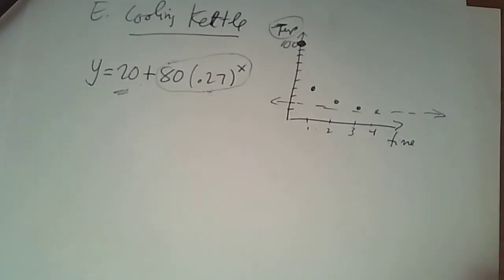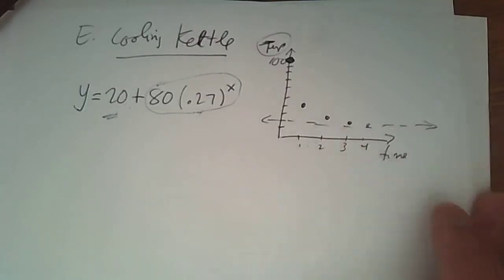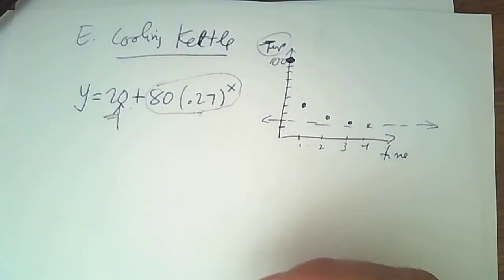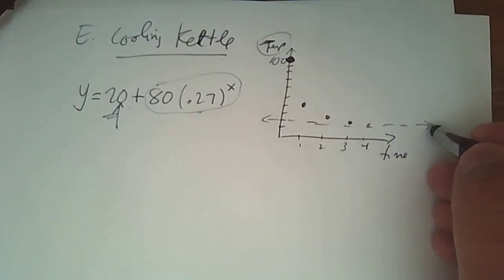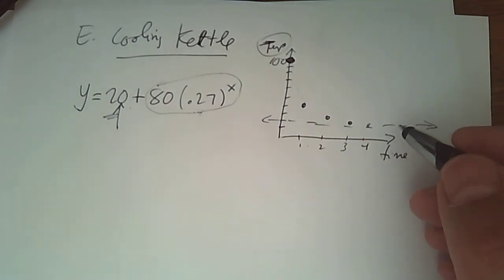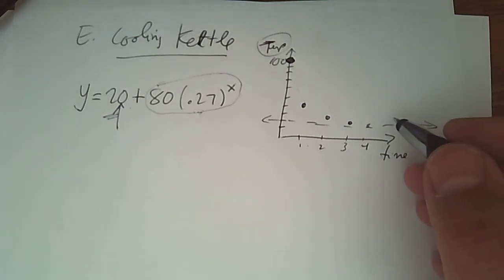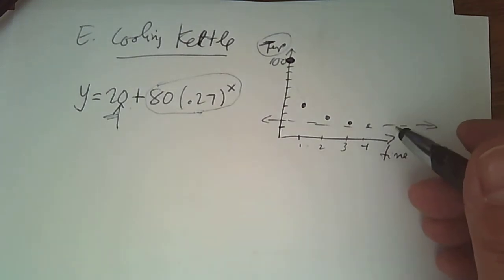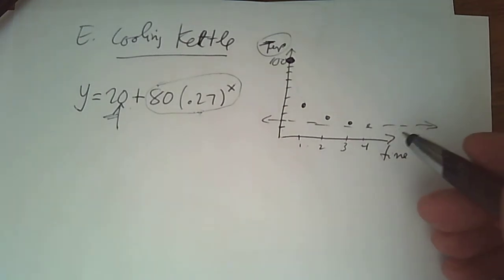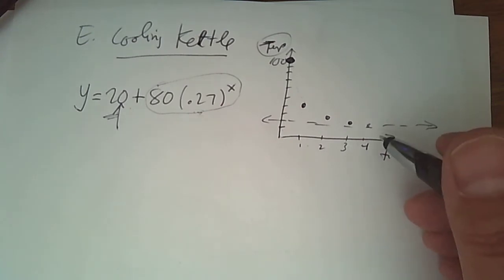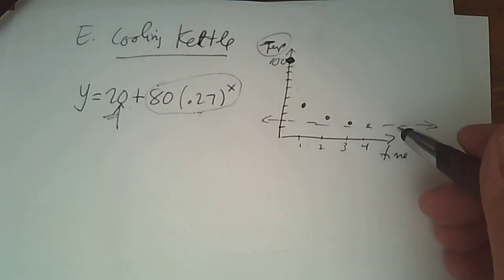So this is an exponential. It has a horizontal asymptote. And at what number is the horizontal asymptote? It's 20. That tells me that's the temperature it's going to get closer and closer and closer to. You can think of that as the room temperature of a room. So 20 degrees Celsius would be around 68 degrees Fahrenheit. That's a reasonable room temperature.